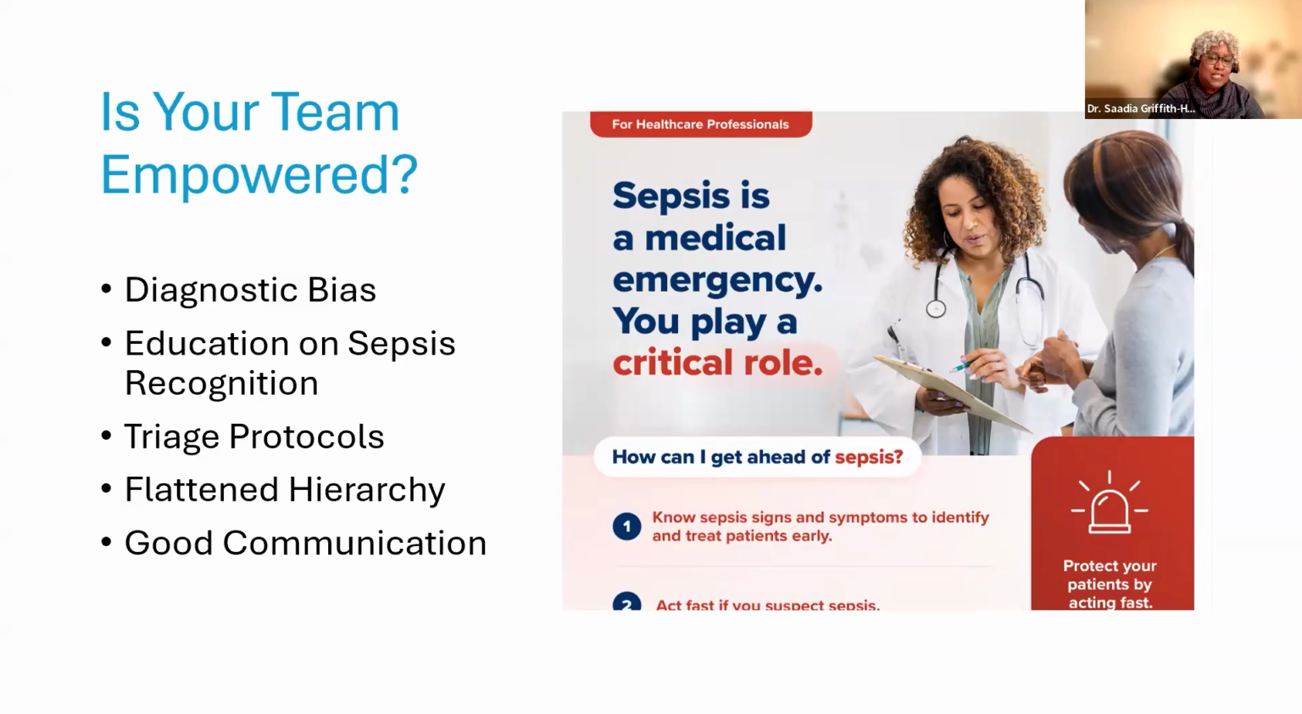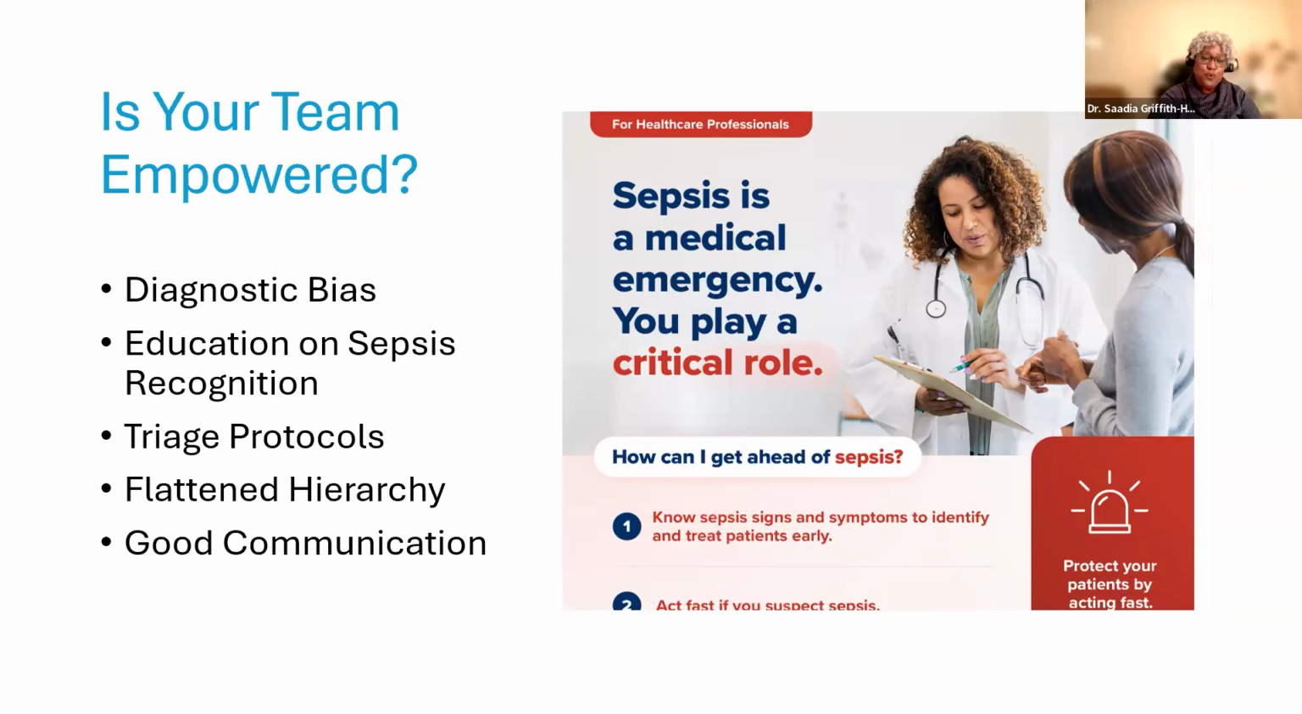We as humans tend to look for the common diagnosis. The patient that I created for us, we know he has a urinary tract, we suspect he has a urinary tract infection. He didn't take his medicine. Maybe we're not going to think any further than that, but we certainly should. Is your team educated on sepsis recognition, and what are your triage protocols?